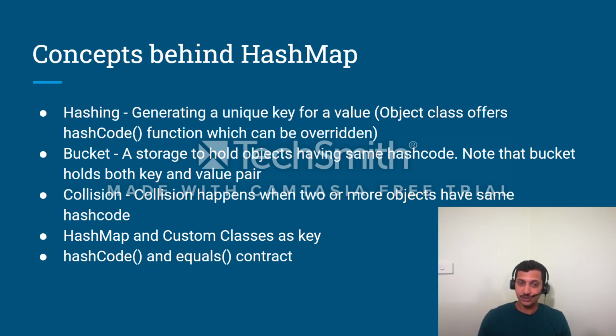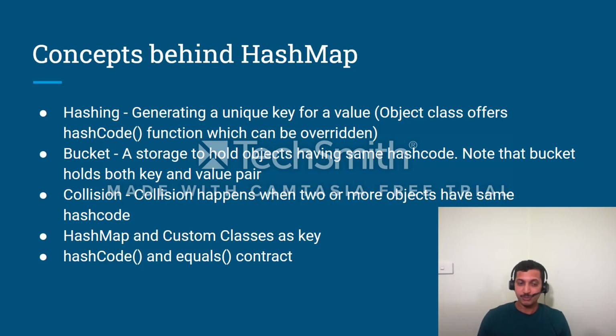So bucket is the storage place to hold objects having the same hash code. We have to keep in mind that the bucket is holding both key and value pair, not only the value object. So whenever we have multiple objects having the same hash code, then we call this scenario as collision. So to keep our hash map very effective and efficient, we need to reduce number of collisions.